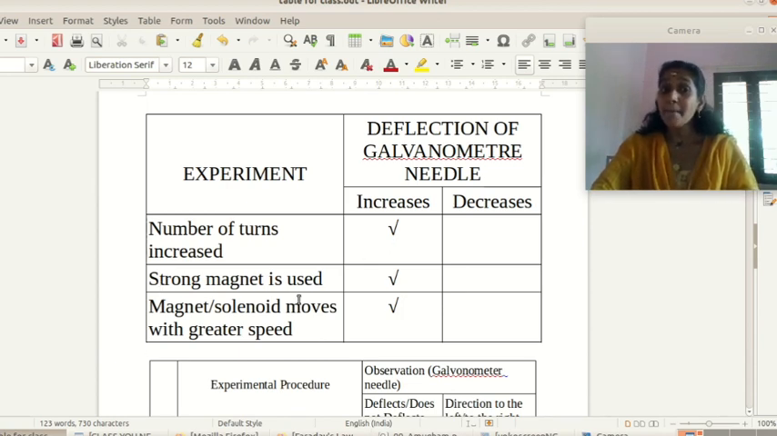If we use a strong magnet, that time also the deflection of galvanometer needle increases. If we move magnet or solenoid with greater speed, that time also movement of galvanometer needle increases. What is the reason? Yes, intensity of current increases. Okay.